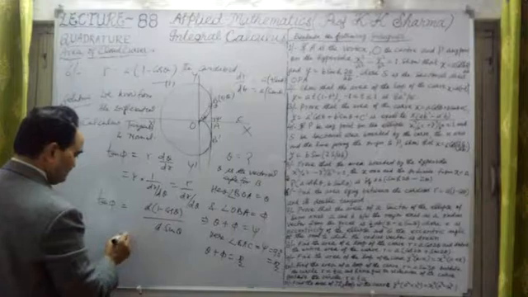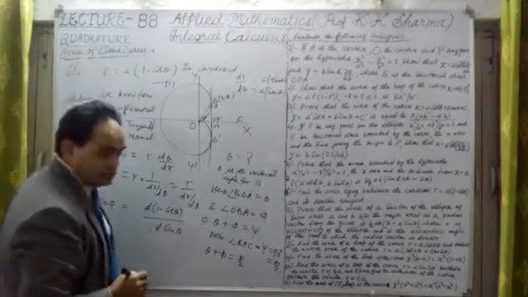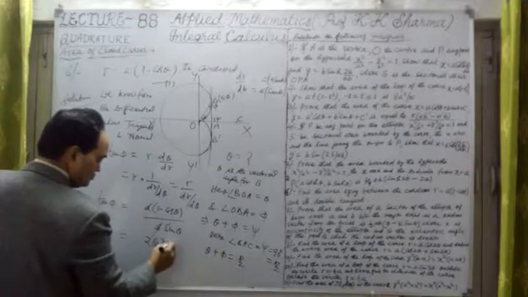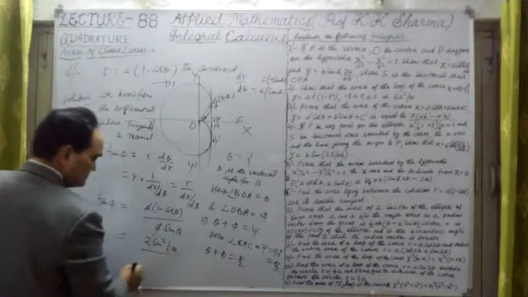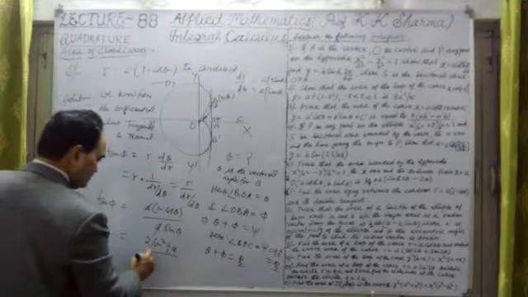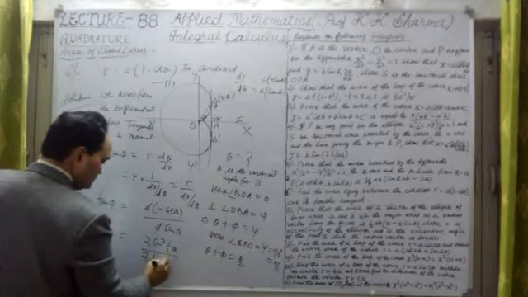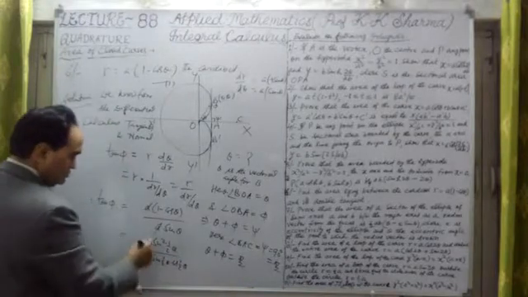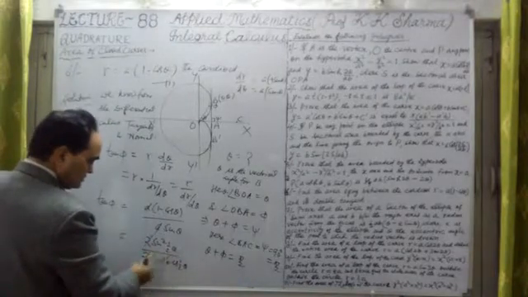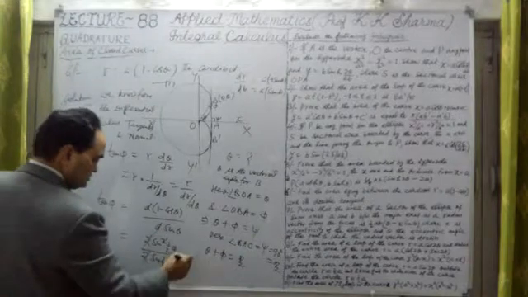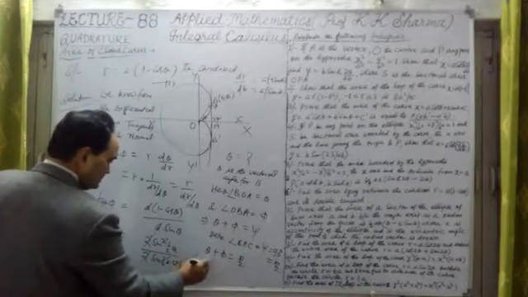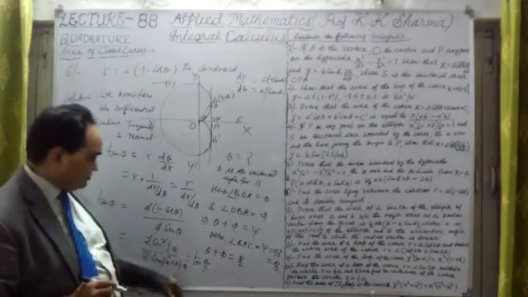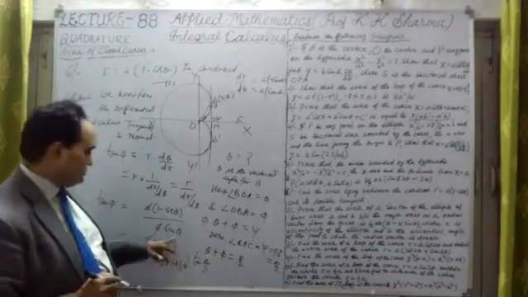A cancels out. Now 1 minus cos theta is nothing but 2 sin square theta by 2, divided by sin theta, which can be written as 2 sin theta by 2 into cos theta by 2. The 2 cancels out, and one sin theta by 2 cancels out. This is nothing but tan theta by 2, sin theta by 2 upon cos theta by 2.